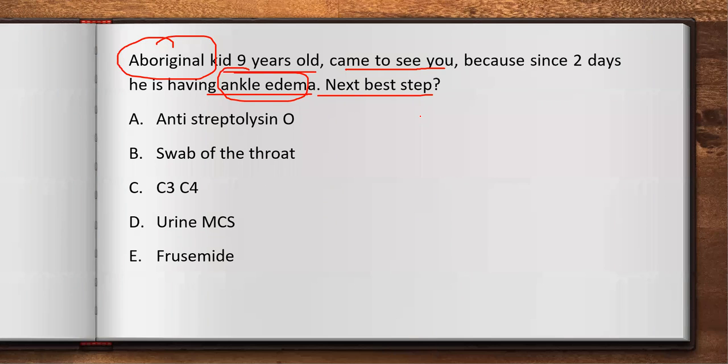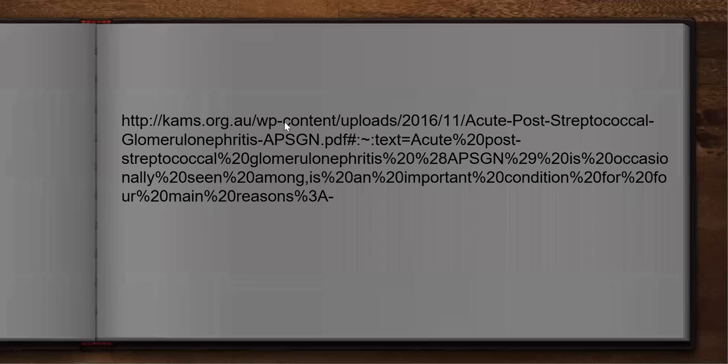So what is the next step to diagnose PSGN in this patient? Now, look at the question. Ankle edema is the only complaint. There is nothing else written here. Sometimes they would give you that the patient had a preceding throat infection 1 week ago, or they would give you some hematuria or proteinuria. Nothing is given here. What is the next thing you would do if this patient came to you? Anti-streptolysin O, throat swab, C3, C4, urine MCS, furosemide. Now look at the guideline from Australia.